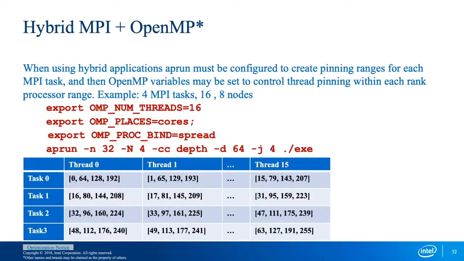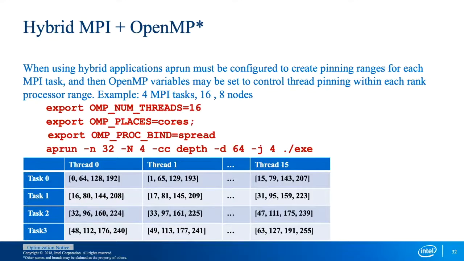So the example I have here is going to use 4 MPI tasks, 16 threads per task, and a total of 8 nodes, which actually doesn't matter because every node is going to get the same affinity, right? So if I have 4 MPI tasks and 16 threads per task, I have 64 total processes running in the kernel.